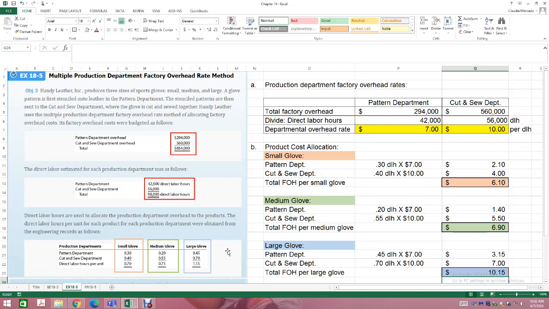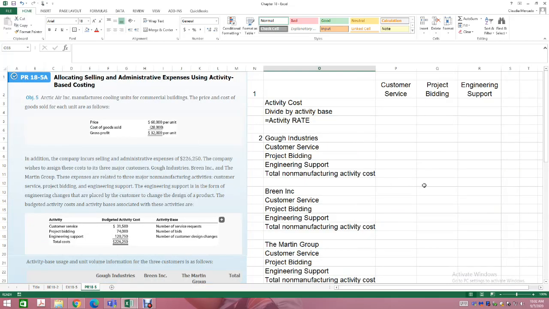Now, the last problem that you're going to see on your homework is going to be on your test. Okay? You're going to find something similar to this on your exam. Please make sure that you pay extra attention. If you have any questions after you listen to the lecture and attempt your homework, please do not hesitate to contact me. Okay? So, this problem deals with allocating selling and admin expenses using the activity-based costing method.